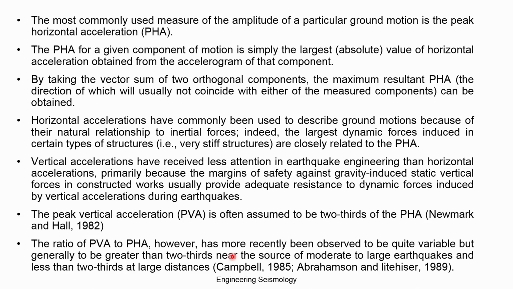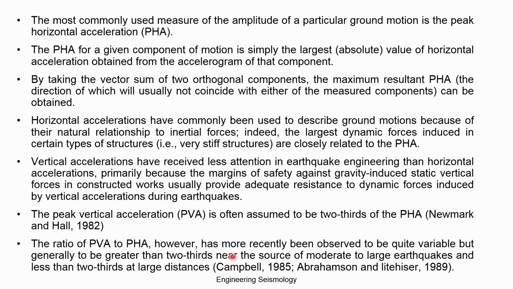Okay, generally the PHA means it is recorded at bedrock level, or a rock station. The PHA for a given component of motion is simply the largest absolute value of the horizontal acceleration obtained from the accelerogram in that component. By taking a vector sum of the 2 orthogonal components, a maximum resultant PHA can also be obtained, whose direction usually will not coincide with either measured component. Horizontal accelerations have commonly been used to describe ground motion because of their natural relationship with inertial force. Indeed, the largest dynamic forces induced in certain types of structure, like very stiff structures, are closely related to PHA. So researchers found that damage is a function of the peak acceleration, and these accelerations are related to the inertial force of the structure, which is why they are used.